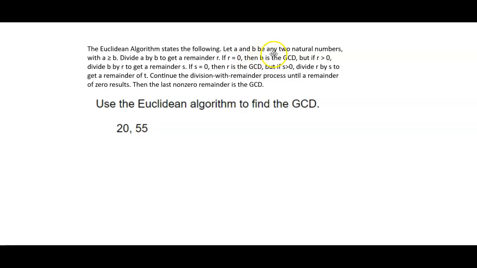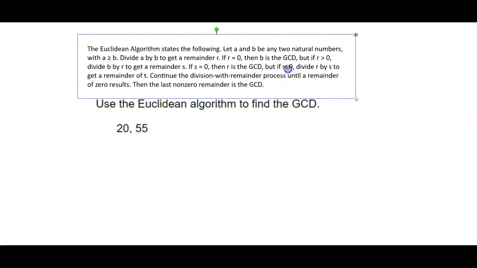If we let a and b be any two natural numbers, like 20 and 55, where a is greater than or equal to b, 55 is greater than 20, we're going to divide a by b to get a remainder r. If r is equal to 0, then we would say the value of b is the greatest common divisor. But if r is greater than 0, then we need to continue dividing b by r to get a remainder s. And if s is equal to 0, then we would say that r is the greatest common divisor.